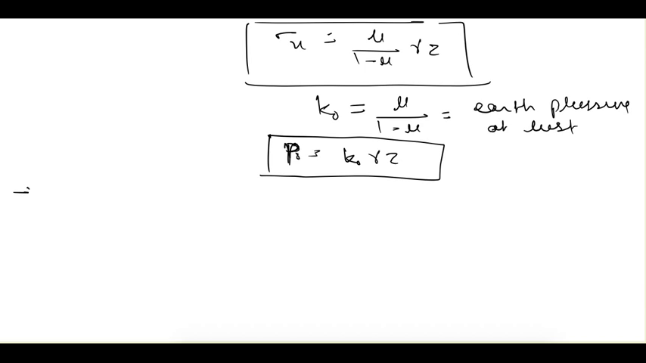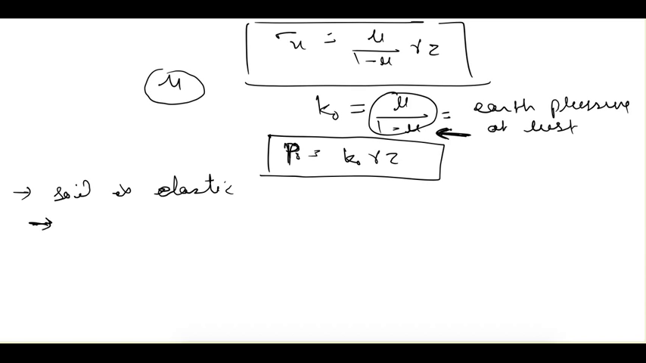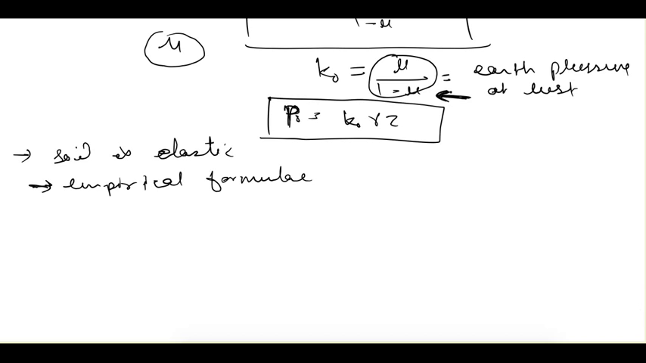So this is what we derived, but we assumed the soil is elastic. Practically, the soil mass is not elastic, so this value of k naught is not very reliable. You can use this formula if nothing is given and only Poisson's ratio is given. But you can remember some other empirical formulae, which were found by studying the soil in different conditions.